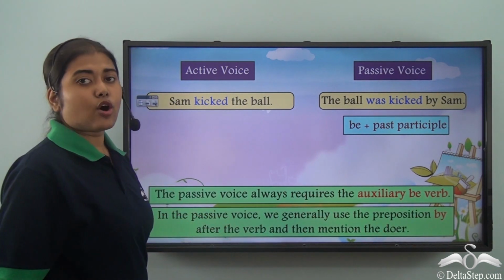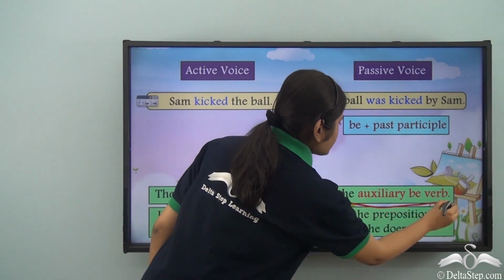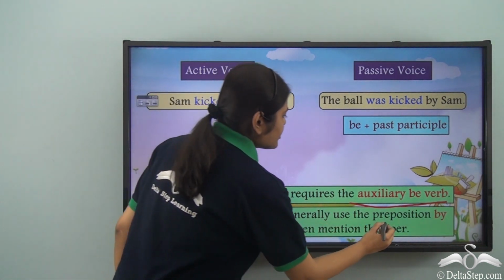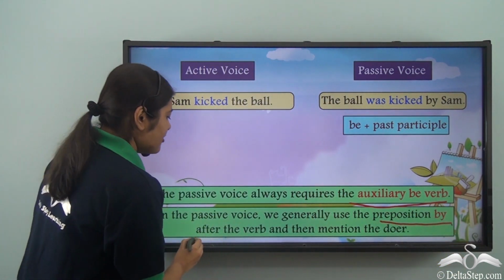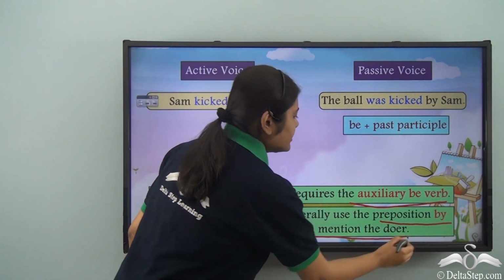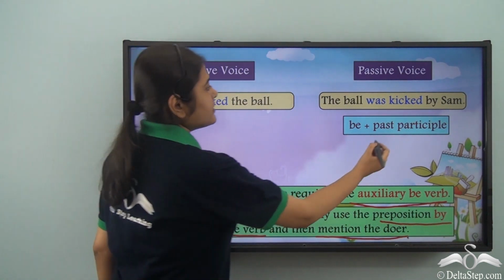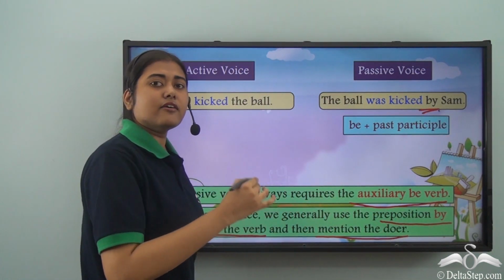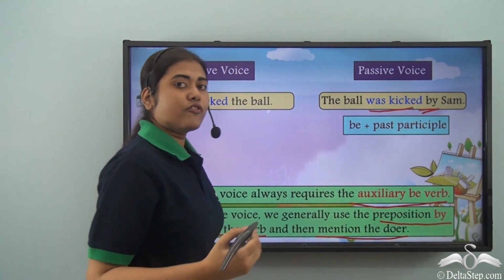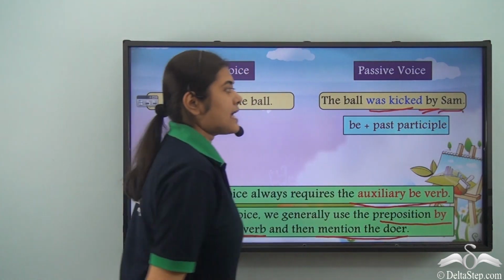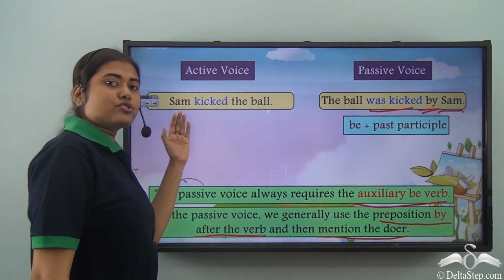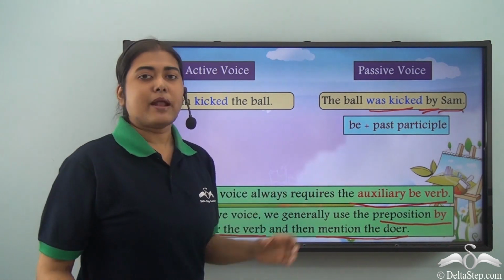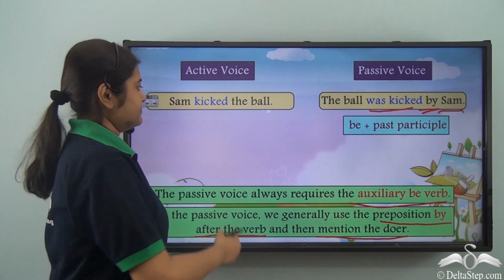So the passive voice always requires the auxiliary be verb, and in the passive voice we generally use the preposition by after the verb and then mention the doer. So what do we see here? We have this preposition by, which is used after the verb, that is was kicked, followed by the doer Sam. You see, in the active voice we do not have the preposition, but when we have written a passive voice we need a preposition before the doer.